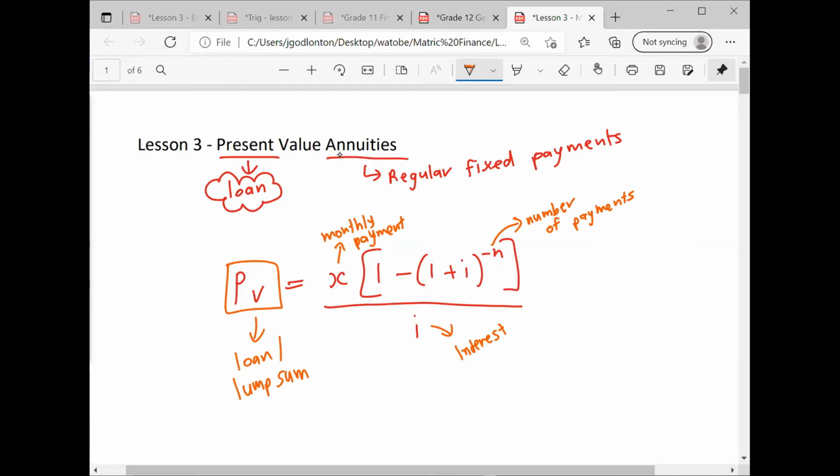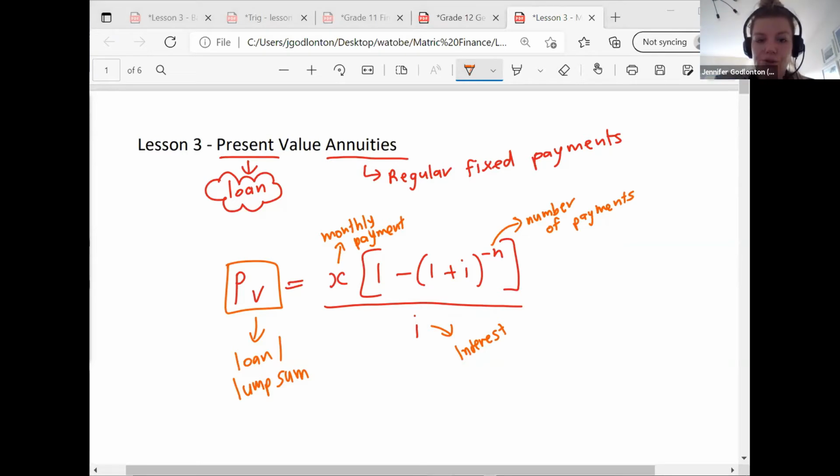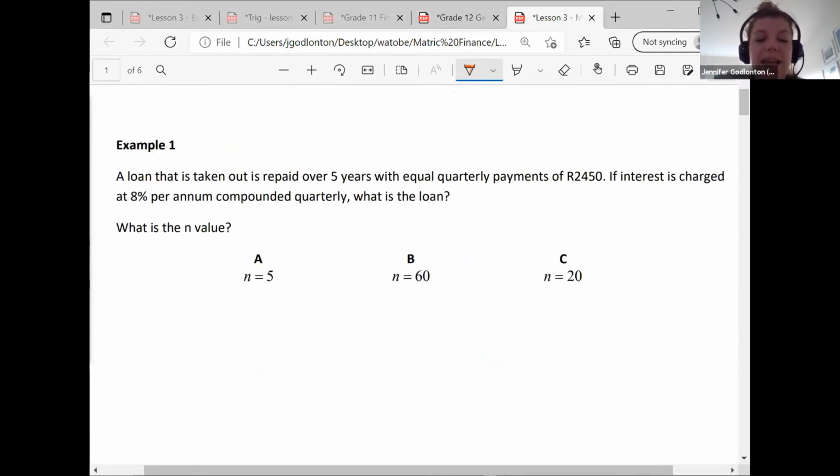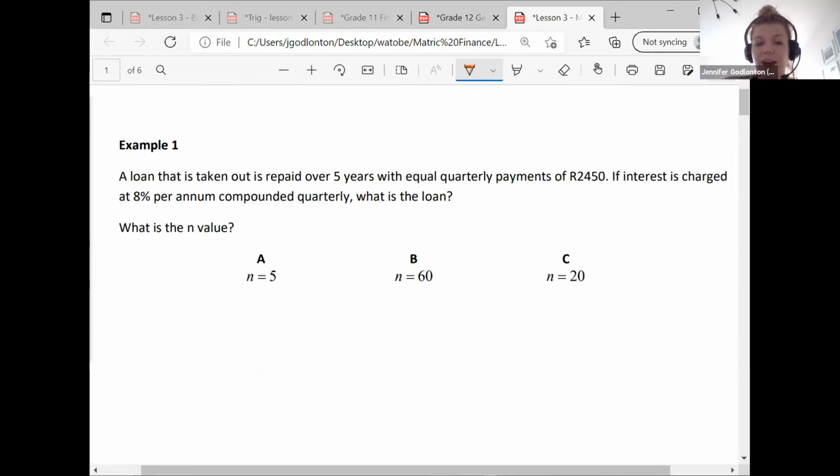Okay, let's have a look at our first question. Example 1. A loan is taken out and repaid over 5 years with equal quarterly payments of 2,450 Rand. If interest is charged at 8% per annum compounded quarterly, what is the loan?